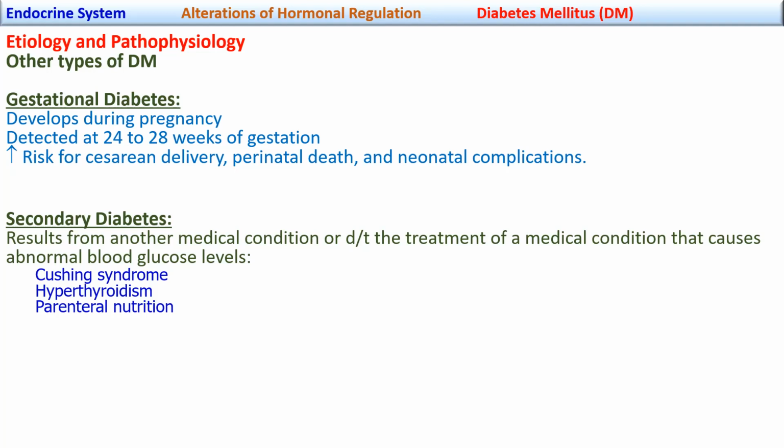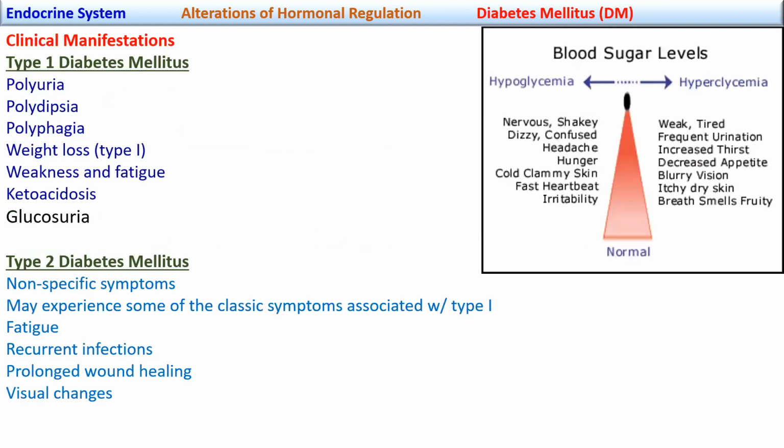Hyperthyroidism, increased production of thyroid hormones T3 and T4. Parenteral nutrition, patients on TPN, especially total parenteral nutrition, are at risk for secondary diabetes. So these are the three main conditions that can be considered as the causative factors for secondary diabetes.